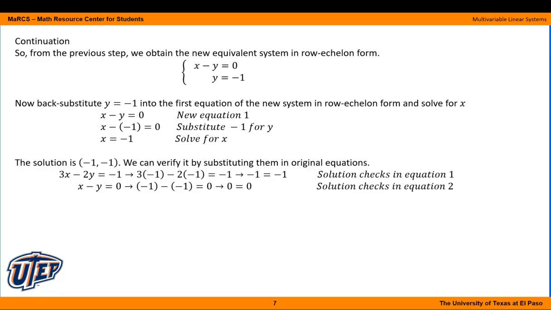Now that the system is in row echelon form, we can use back substitution. From the second equation, we obtain y is equal to negative 1. Substituting y equals negative 1 into the first equation gives x minus negative 1 is equal to 0, which simplifies to x is equal to negative 1. Therefore, the solution is negative 1, negative 1. We verify the solution by substituting both values into the original equations and confirming that both statements are true.